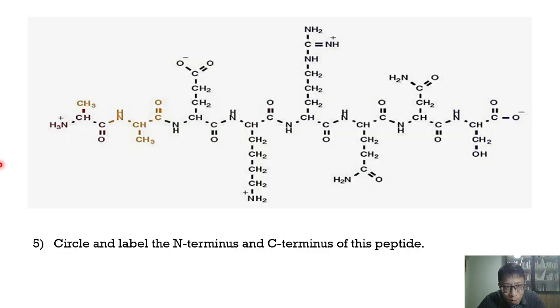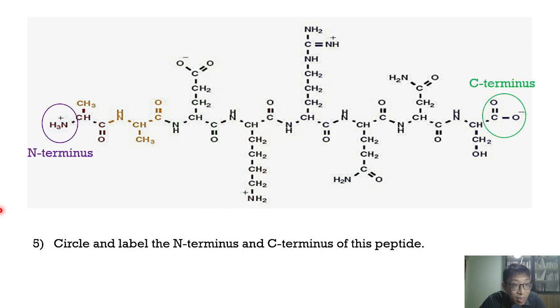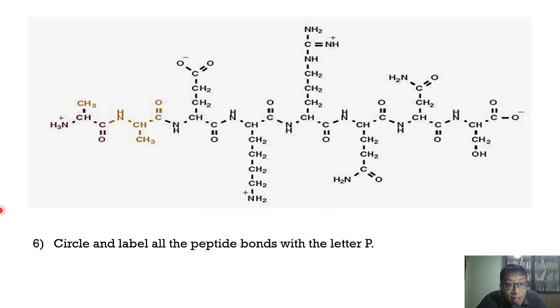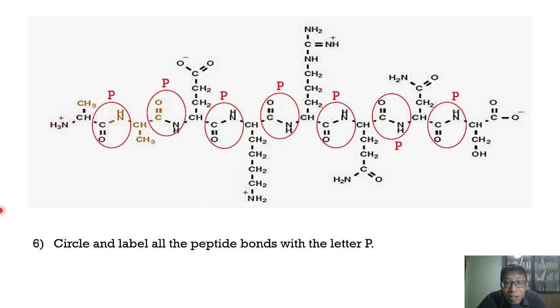Okay, next we have this peptide shown to you. I'm going to start from question 5. Circle and label the N and C terminus. Very simple, N and C terminus. Move on to the circling and labeling of the peptide bonds with a P. So this is the peptide bond.